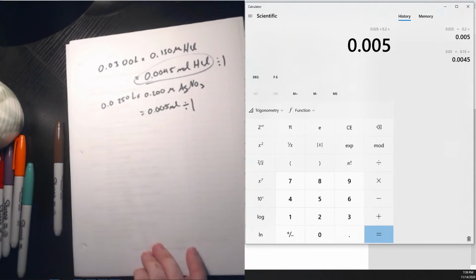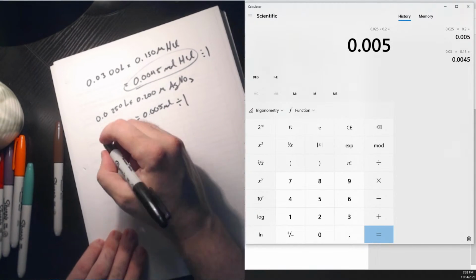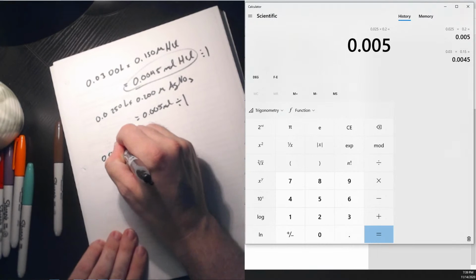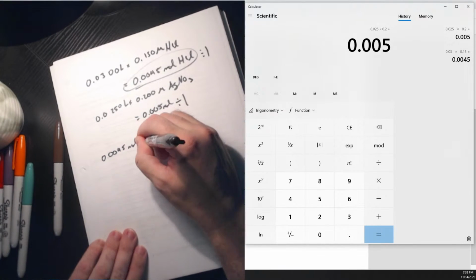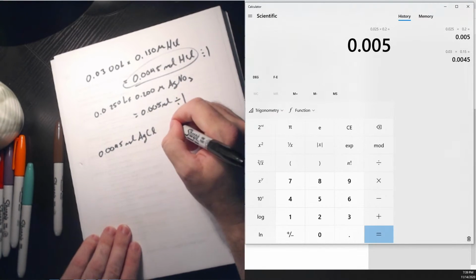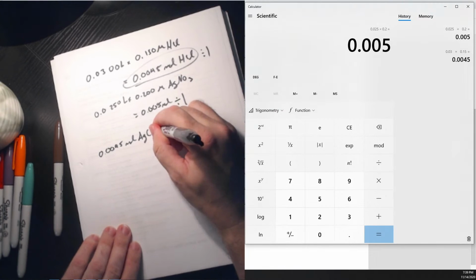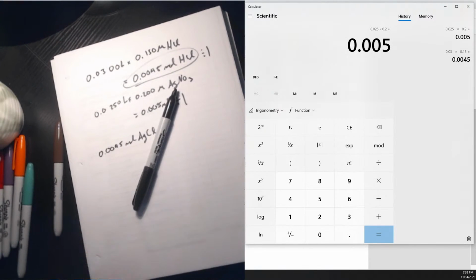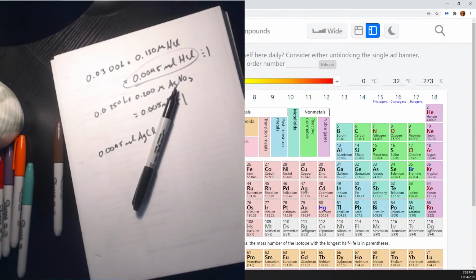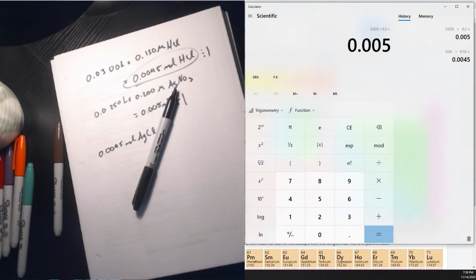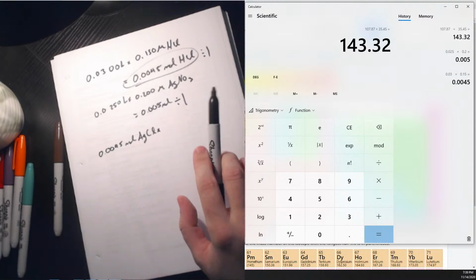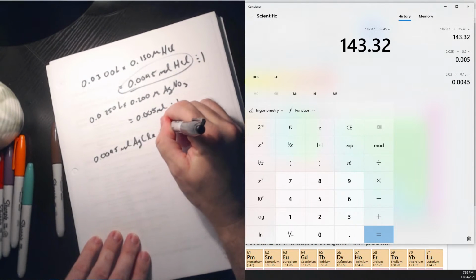and that tells you. All right, so you're going to make 0.0045 moles of silver chloride. Now we need the molar mass of silver chloride. This one I did open up beforehand. That's the periodic table. Silver is 107.87. Chlorine is 35.45. 107.87 plus 35.45 is 143.32 grams per mole.